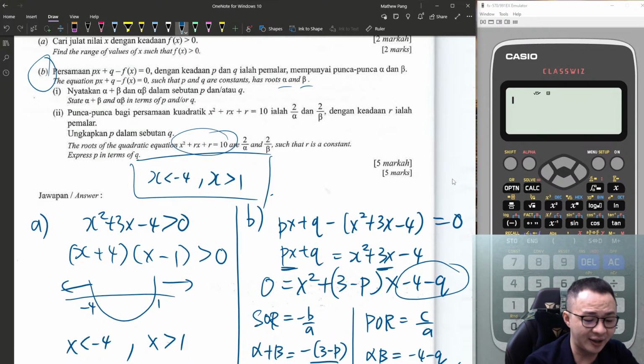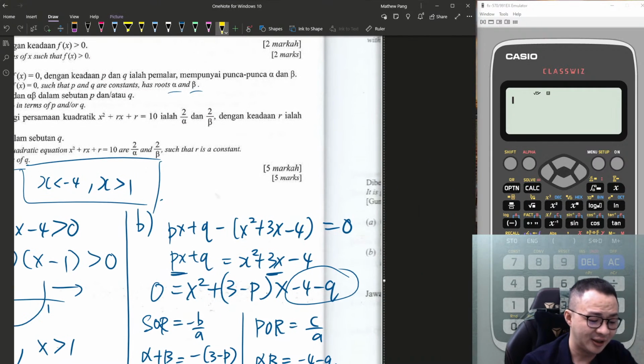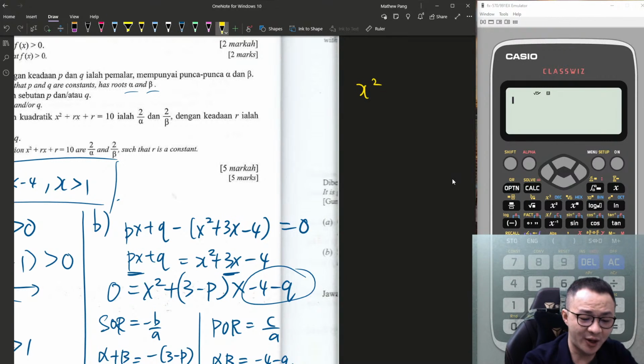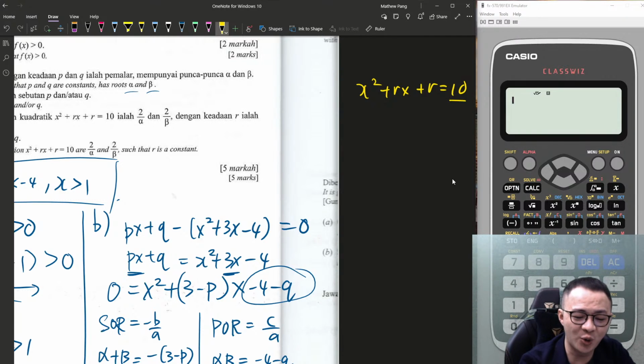Okay, so the roots of this quadratic equation. So we have another quadratic equation that has this kind of roots, 2 over alpha and 2 over beta, such that r is a constant. Express p in terms of q. Alright, so from here we have another equation, x squared plus rx plus r equals 10. We know we cannot take out a, b, c if the quadratic equation is equal to some number, because we can only decide a, b, c when it equals 0, which is what we call the quadratic general form.